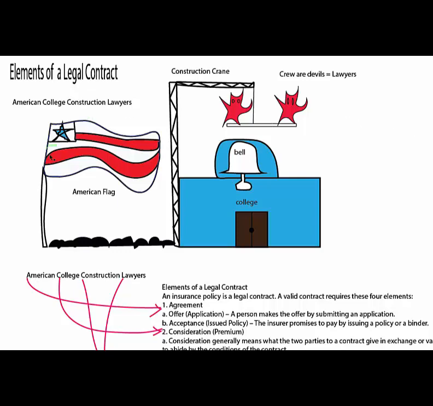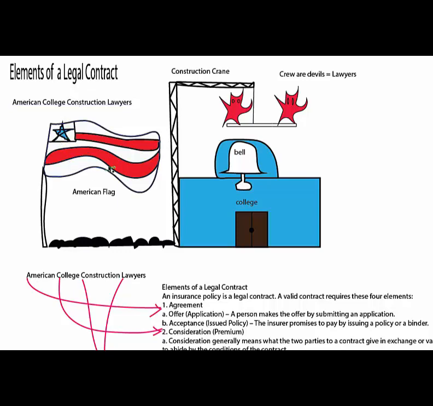So here you can see I came up with this. Actually, it's a real college. It's called American College Construction Lawyers. So it's the American College of Construction Lawyers. That struck me as odd, but it was working for the elements of a legal contract.